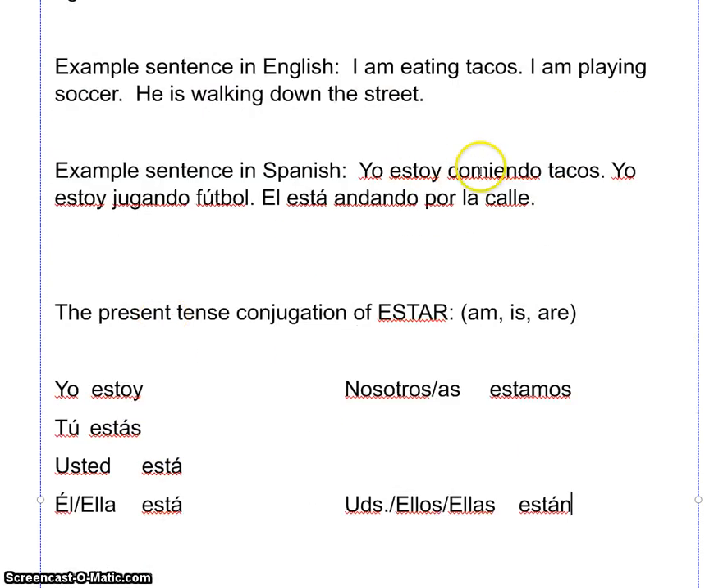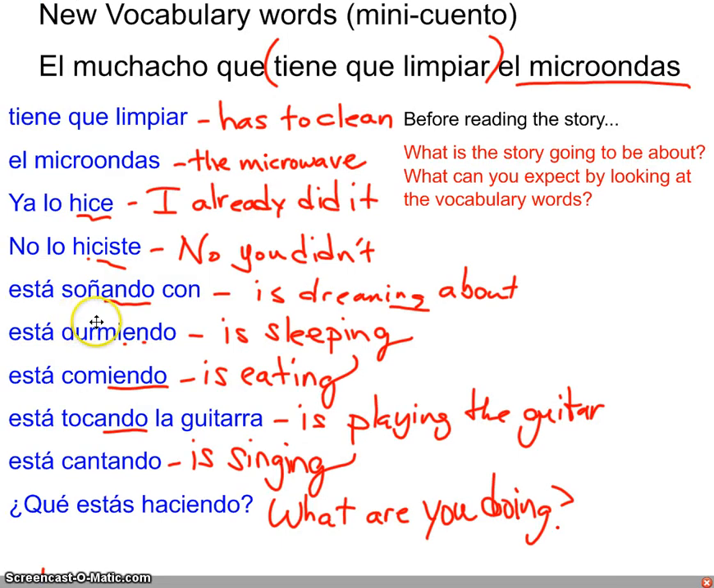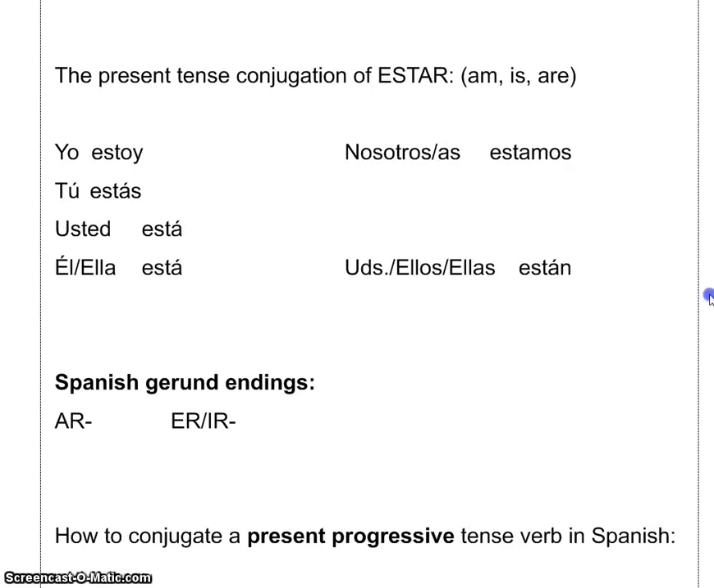As you noticed up here, look what's happening to the verbs. Comiendo, jugando, andando. Your vocab list also includes a bunch of verbs that are in this present progressive. Soñando, durmiendo, comiendo, tocando, cantando. You can see something is going on as far as these verbs. Let's figure out how to change them.